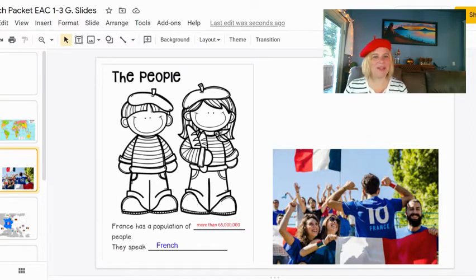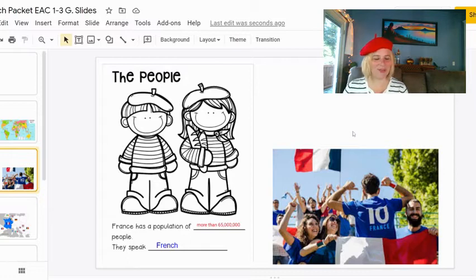So if you lived in France, you would have 65 million friends to get to know. There are more than 65 million people that call France their home. That's their country. And they speak a different language from us. They speak French. Although I know a couple of you actually know some French as well. You're studying French, learning about it. I only know a few words. You'll hear them.